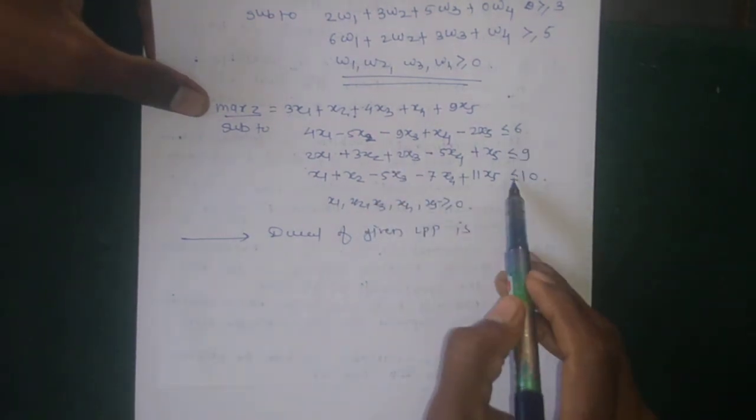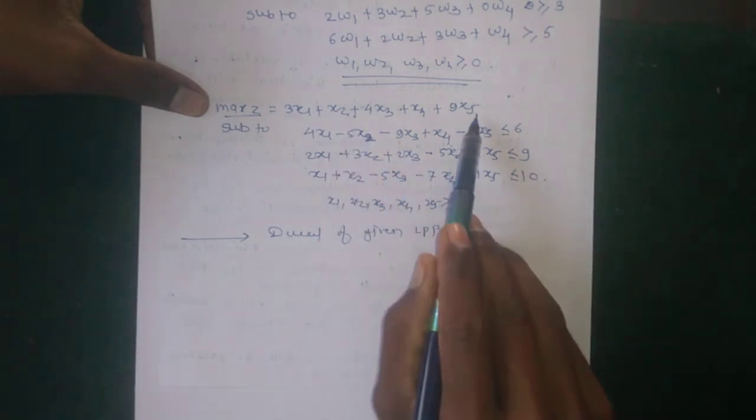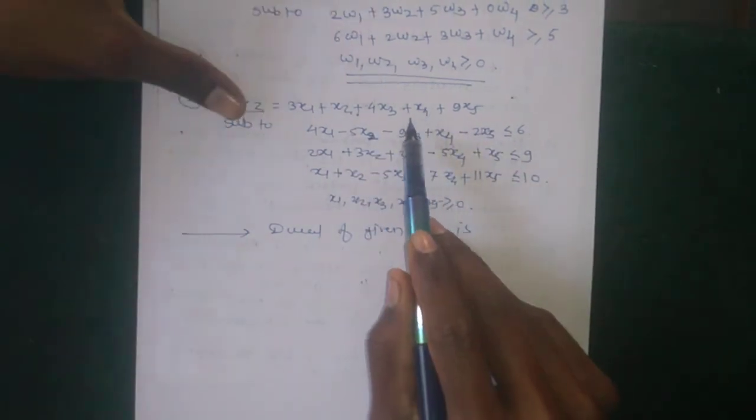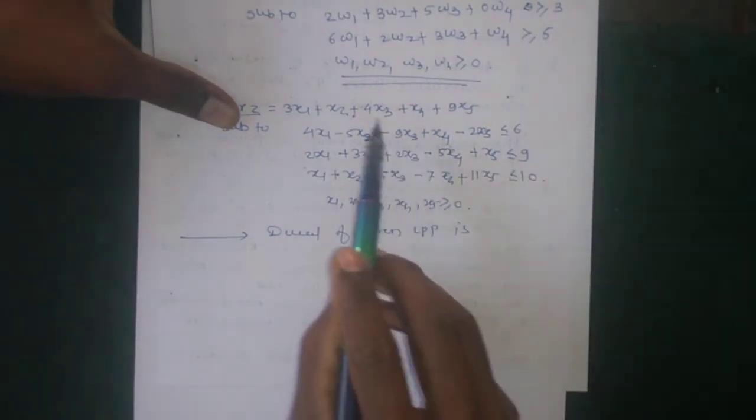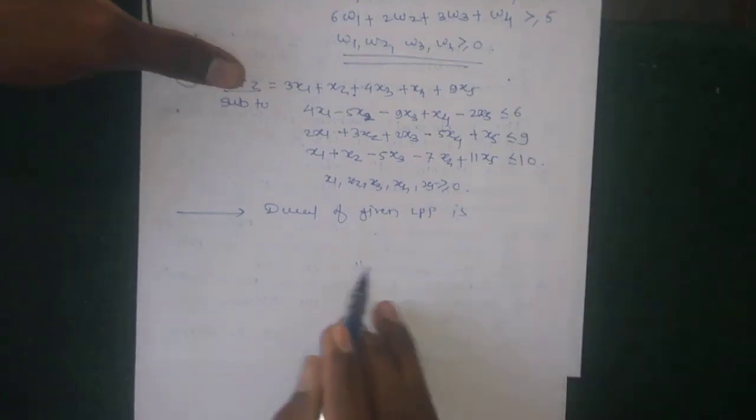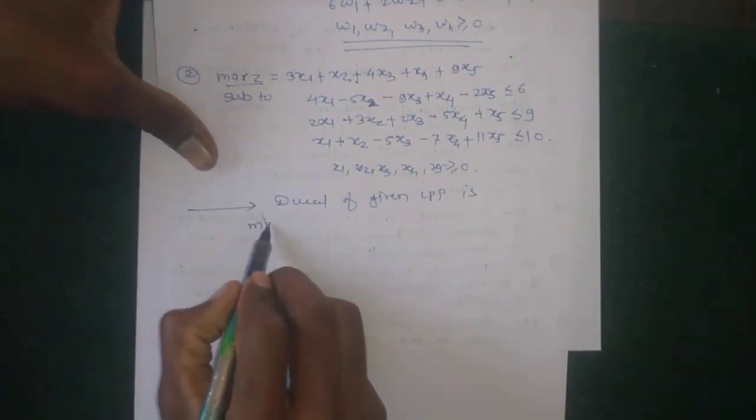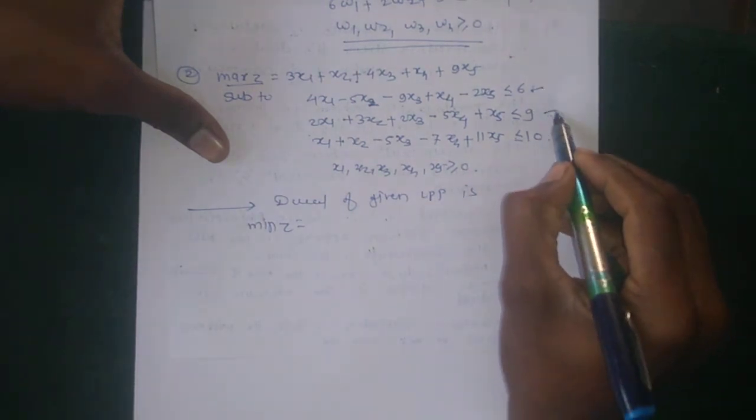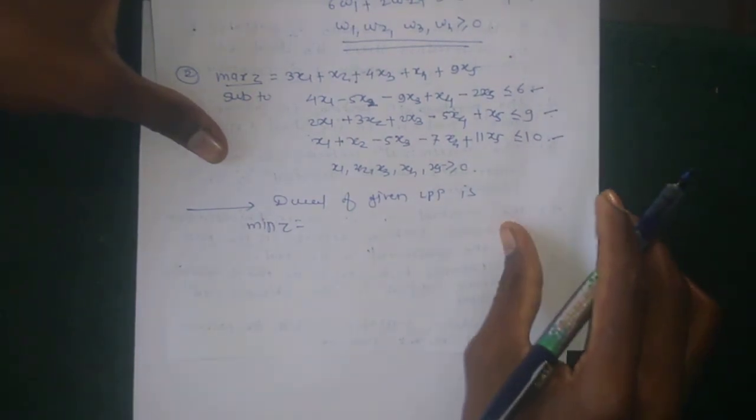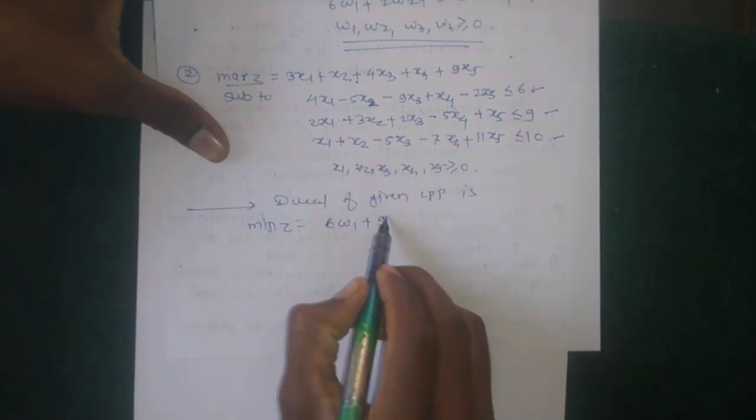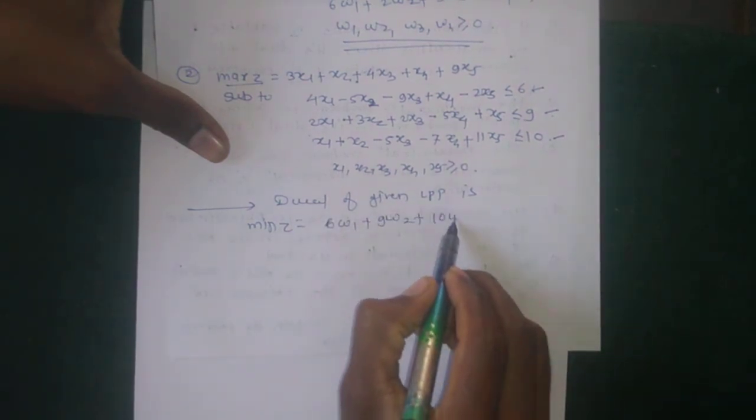Here the number of constraints is 3 and the number of variables is 5. So in the dual the number of constraints is 5 and the number of variables is only 3. So therefore its dual is minimize z. Minimize z is equal to 6w1 plus 9w2 plus 10w3.